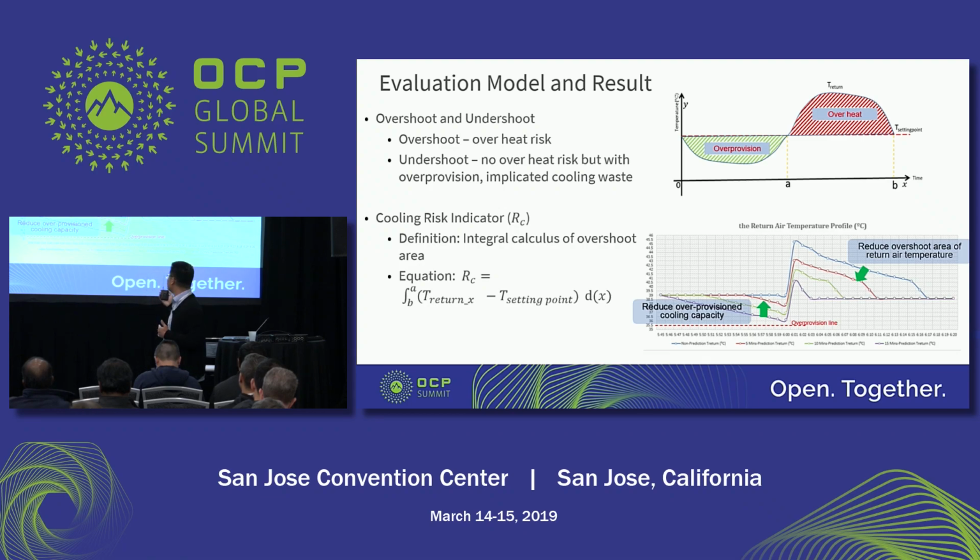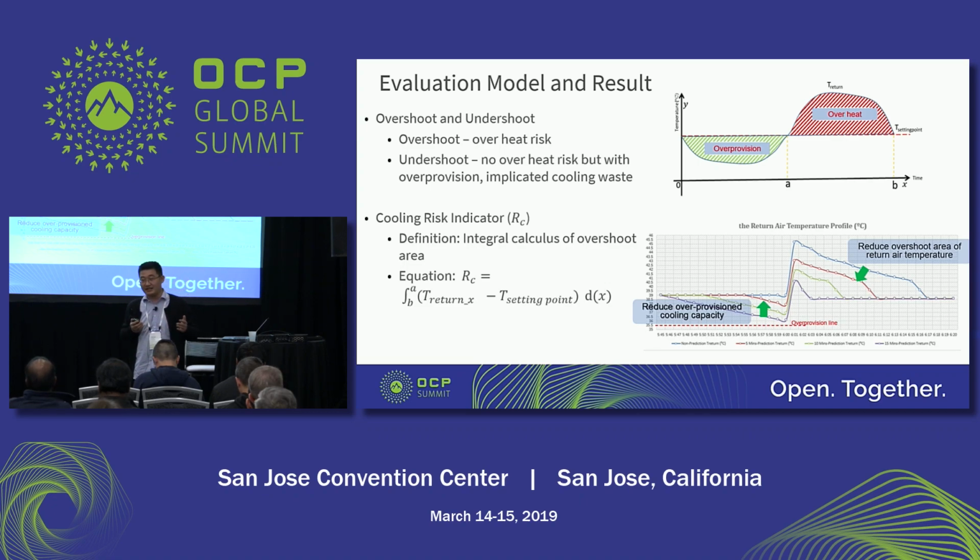And look at the bottom right diagram. The blue line is the T return curve, the return temperature of the airflow, without the power prediction. And the other three lines are T return curves with different prediction windows. We can see that by adding the power prediction into the control loop, we are able to reduce the overshoot area.